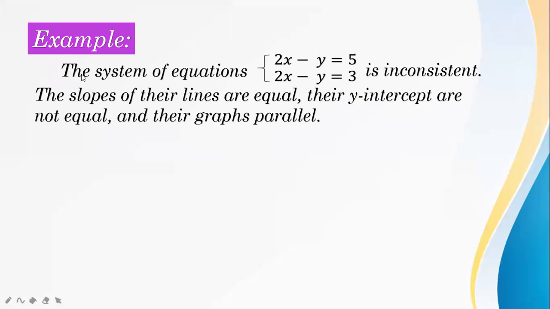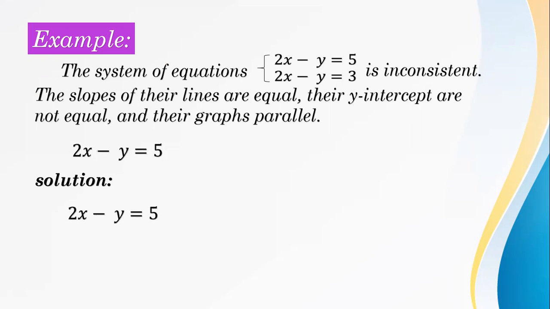And we have the example, the system of equations 2x minus y equals 5, then the other one is 2x minus y equals 3, is an inconsistent system. The slopes of their lines are equal, but their y-intercepts are not equal. So the graph is parallel. When we say parallel lines, these are two lines that never intersect. So we have 2x minus y equals 5. So ang gagawin natin, i-change natin ito to slope-intercept form para makuha natin yung y-intercept and also the slope of a line. So we have the solution.